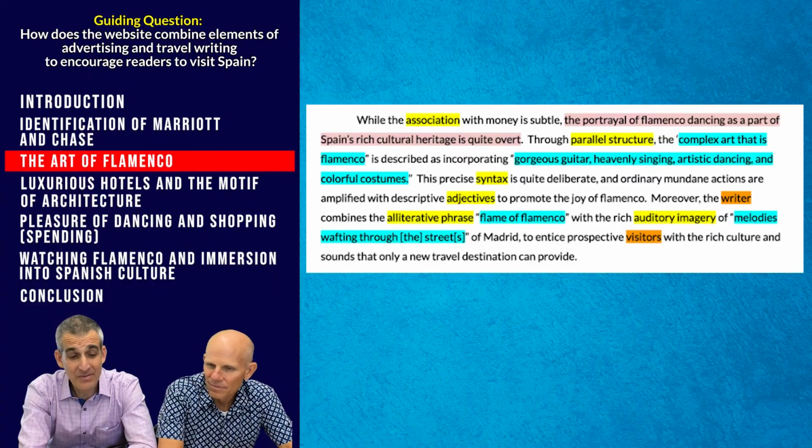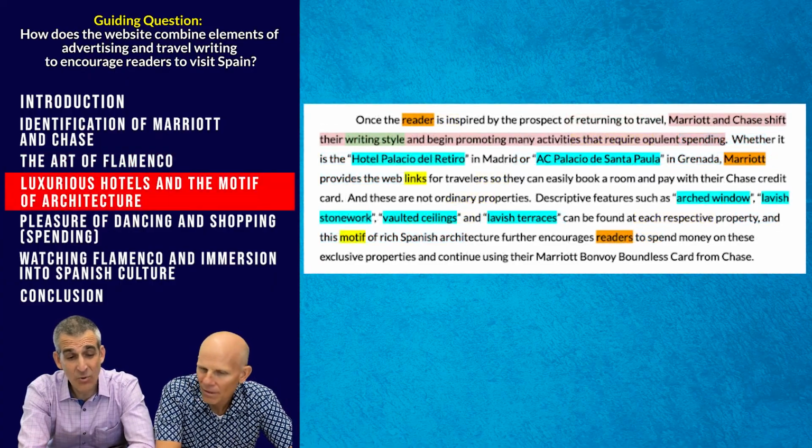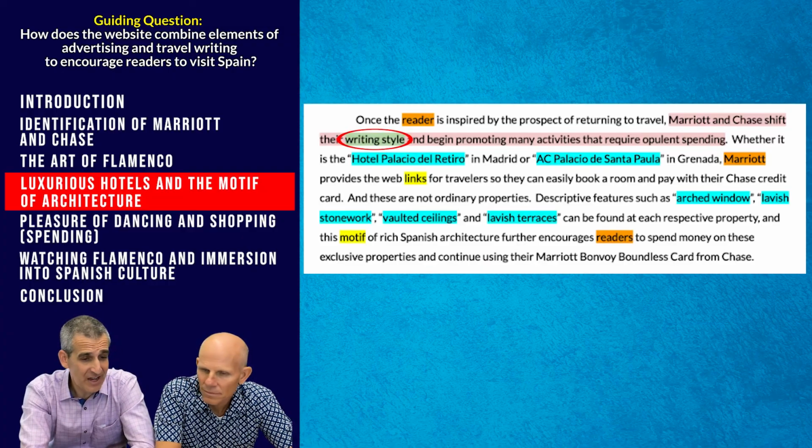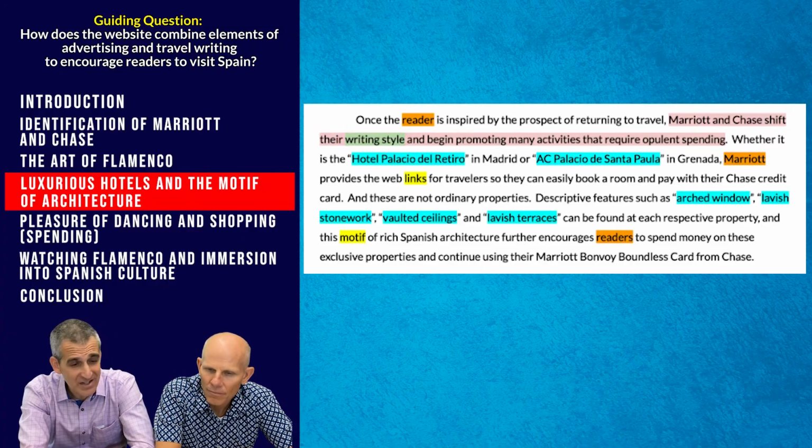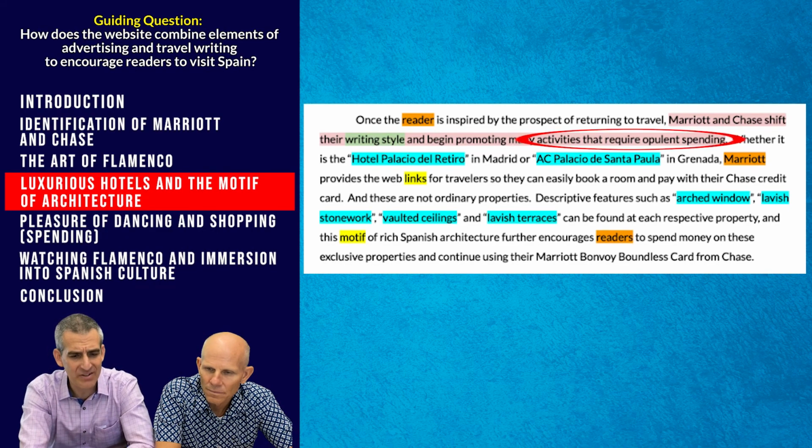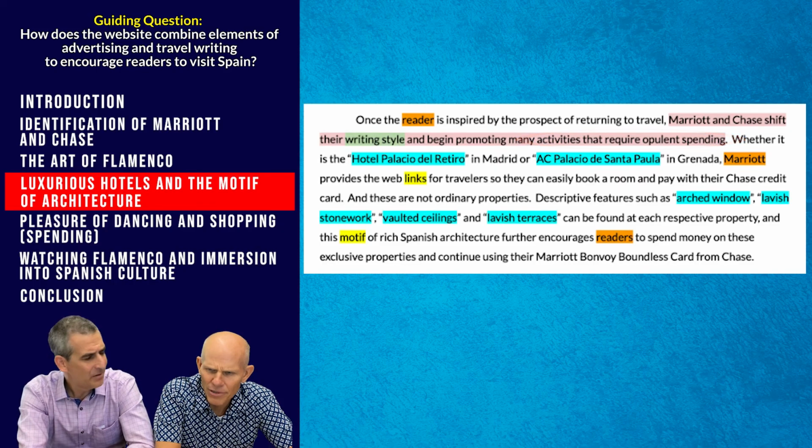Yeah, they are. I think in the next body paragraph, Giles, they are a bit more in tune to the guiding question. They are focusing on writing style. Mind you, they don't specify if it's a narrative feature or an advertising feature, but they are focused on the guiding question. But I like that. And of course, they're talking about the many activities that require opulent spending. I like that word opulent. Yeah, me too. That's rich vocabulary. Yeah, it is. I agree with you.